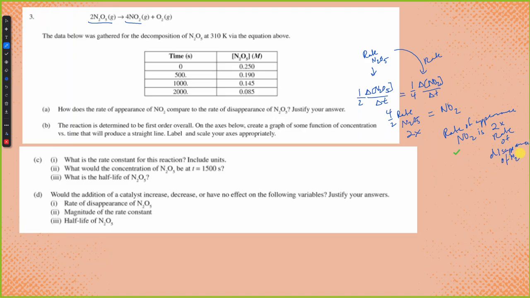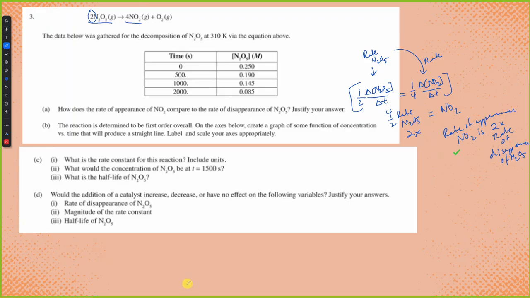of N2O5. And you can use this as your justification, or you could just talk about the 2 moles to the 4 moles there in the reaction. You can note that too. So NO2 is 4 moles compared to the 2 moles of the N2O5. Therefore, it is appearing at double the rate of the N2O5. So the reaction is determined.